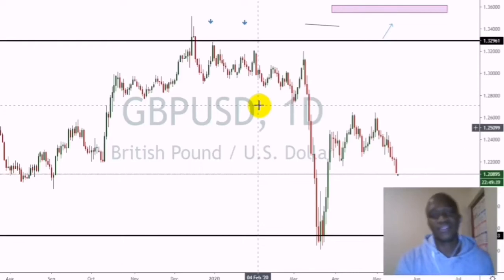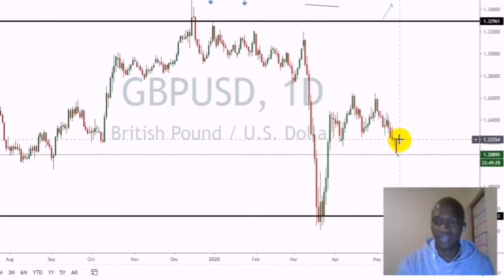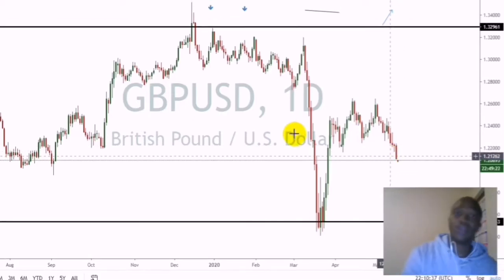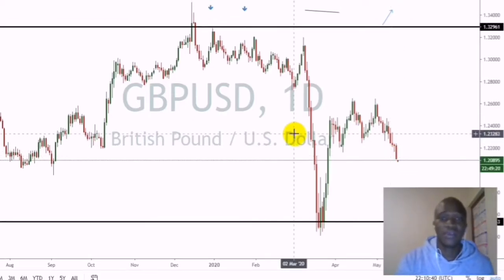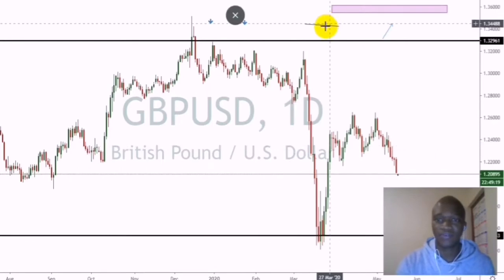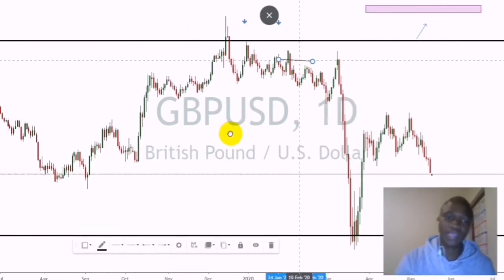Good evening, guys. I'll be looking at the British pound against the US dollar, which is GBP/USD. As we saw on Friday, it had this long candlestick, which is about 150-plus pips alone on Friday, right? But yeah, let's focus on the new week and how many pips we can get.